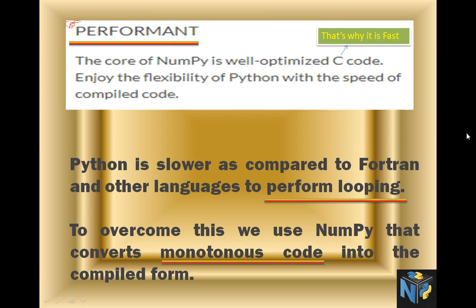Next feature is performant. The core of NumPy is well optimized C code, that's why it is fast. But Python is slower compared to Fortran and other languages at performing looping. To overcome this, we use NumPy that converts monotonous code into compiled form. So you can enjoy the flexibility of Python with the speed of compiled code.